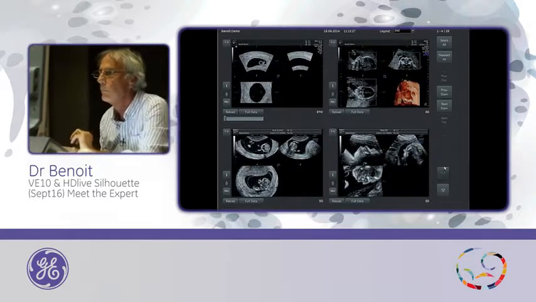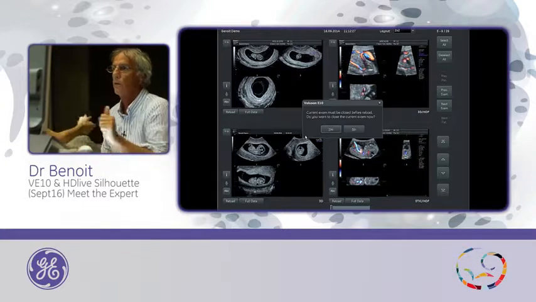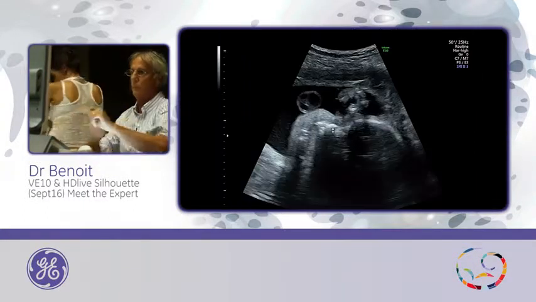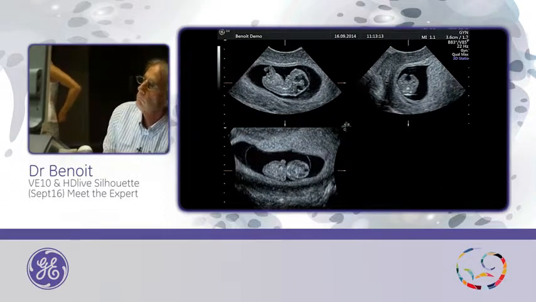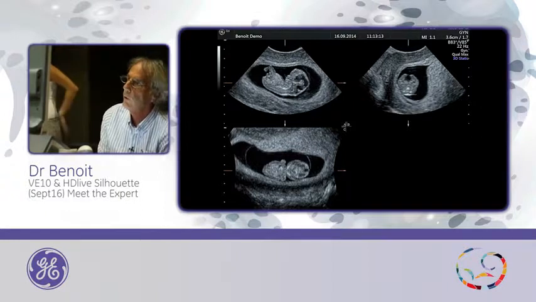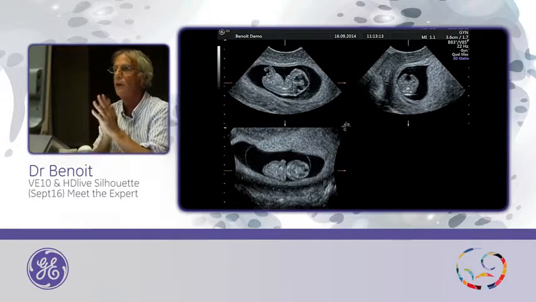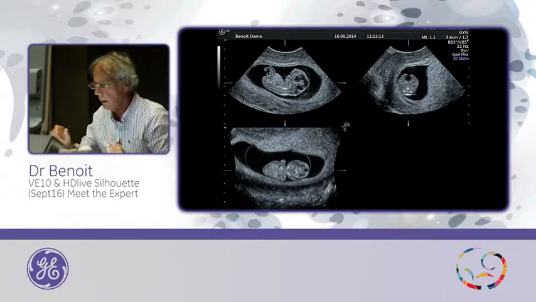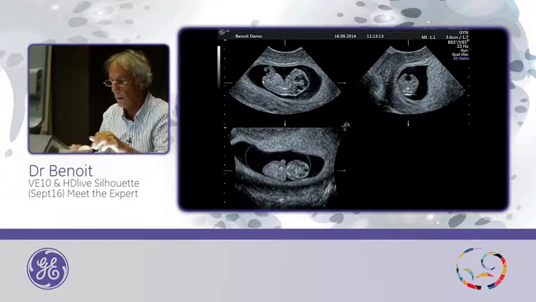So, archive. We will start with this one. How many weeks is this embryo? Because of the shape of the head, it's around 9 weeks of pregnancy.